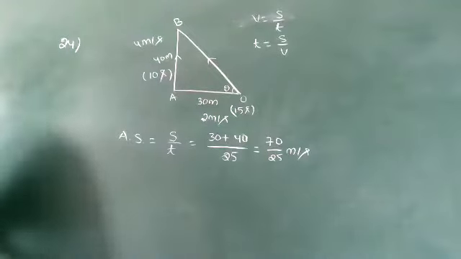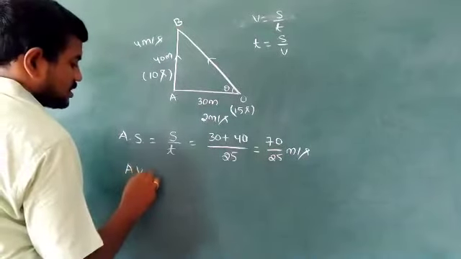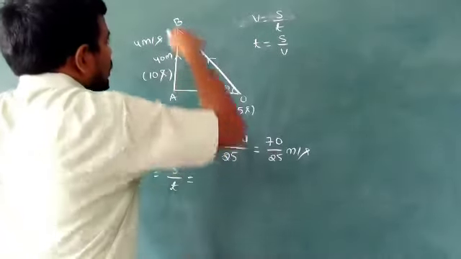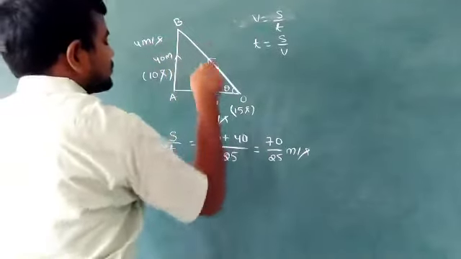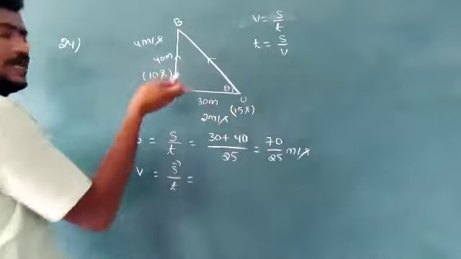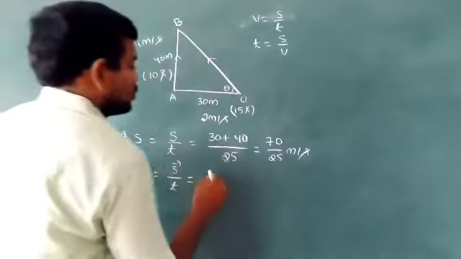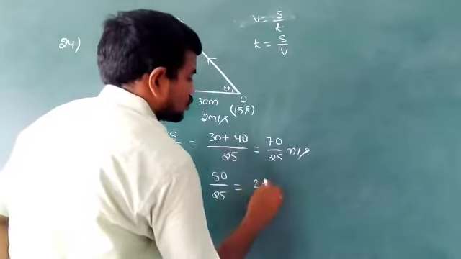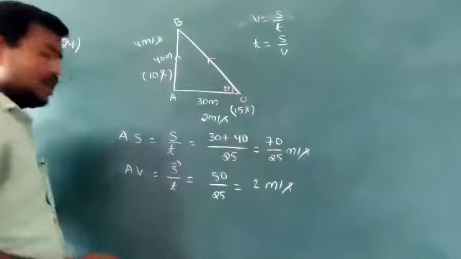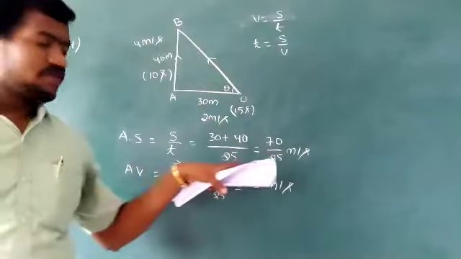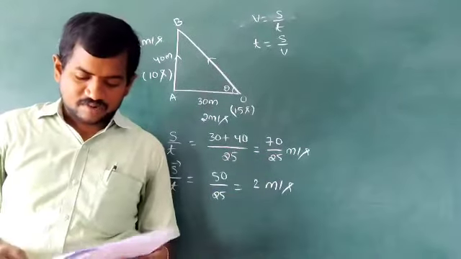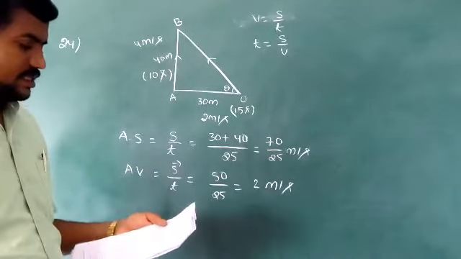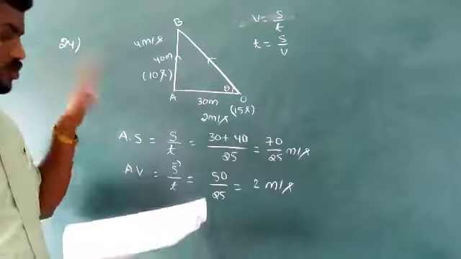Got it? Similarly, we have to find the average velocity also. That is net displacement by time. Okay? And the displacement is the hypotenuse, square root of 30 squared plus 40 squared. Again, as we know the Pythagorean triplets, this will be 50. So 50 by total time, again it is 25 seconds. So 2 meters per second will be the average velocity, and 70 by 25 meters per second will be the average speed. Like this, we have to solve this problem also.